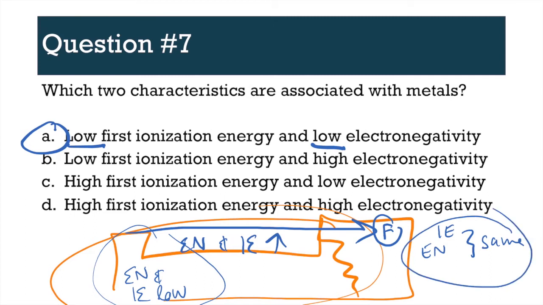And again, if you forgot that pattern or trend, you could have looked at Table S, looked at the ionization energy and electronegativity values of a few metals, compared that to a few nonmetals, and then come to the same conclusion.